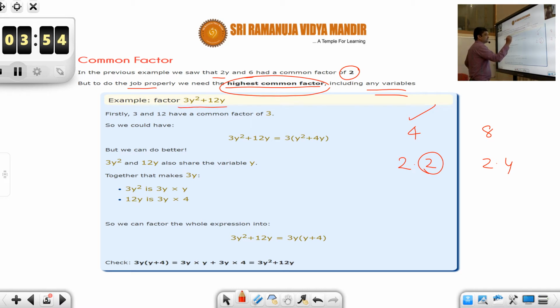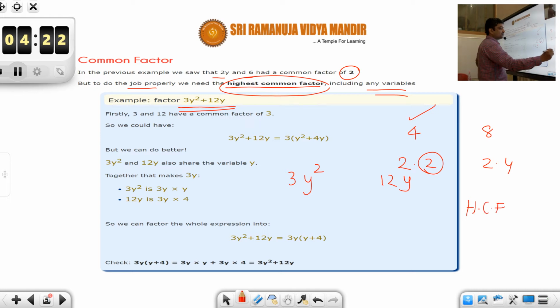Say we need to factor 3y square plus 12y. Okay students, look at these two terms properly, 3y square and 12y. First of all, let's find the common factor between these two. Let's look at the coefficients, 3 and 12. What is the highest common factor between 3 and 12? HCF of 3 and 12 is 3. So we'll be taking out 3 as common.